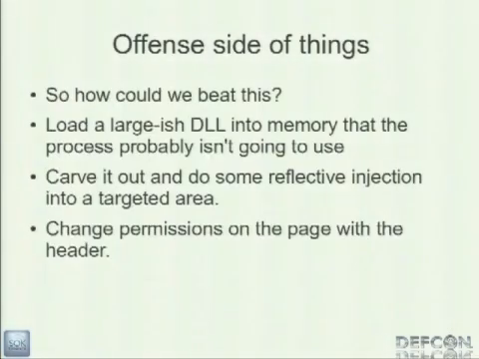From the offensive side of things, how could we beat it if they started detecting it? We could rewrite the PE header. It'd be really simple. You could just zero out MZ. You could load a large DLL into memory, and then instead of doing virtual allocs and copying the DLL into the allocated space, you could load some random huge binary and carve it out and just be inside that. So that would be relatively difficult to catch with signatures.